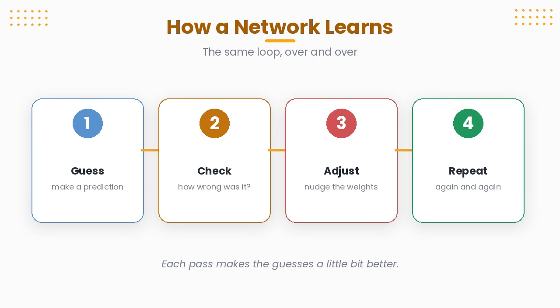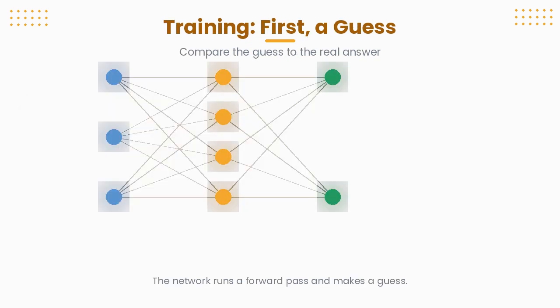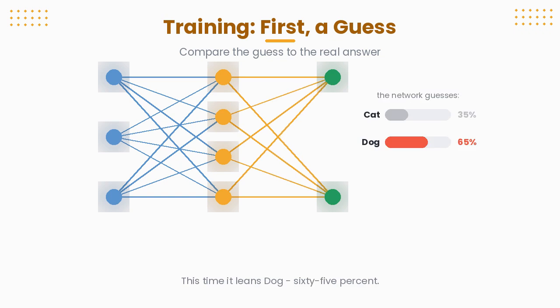Step 1, make a guess. Step 2, check how wrong it was. Step 3, adjust the weights. Step 4, repeat. Each time around, the guesses get better. Let's walk through that loop. First, the network makes a guess.